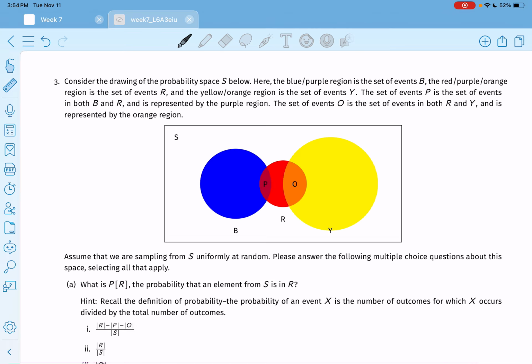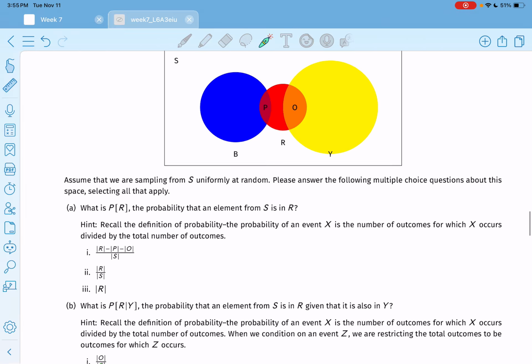Consider the drawing of the probability space as below. Here the blue-purple region is the set of event B, and the red-purple-orange region is the set of events R, and the yellow-orange region is the set of events Y. So these three circles represent the three events B, R, Y. And then we have this set of event P, which is the set of events both in B and R. And this area O is the set of events both in R and Y. So right now we have those separated areas, and then we need to calculate some of the probabilities.